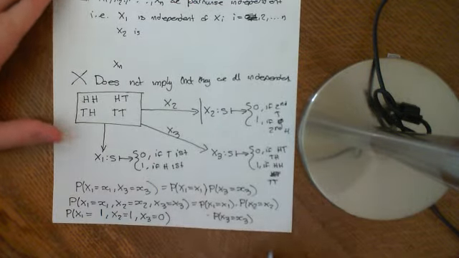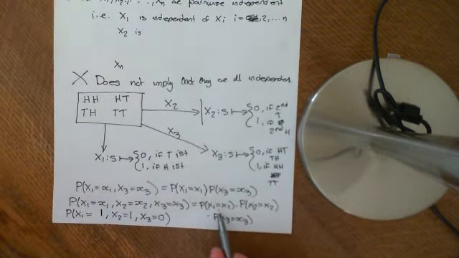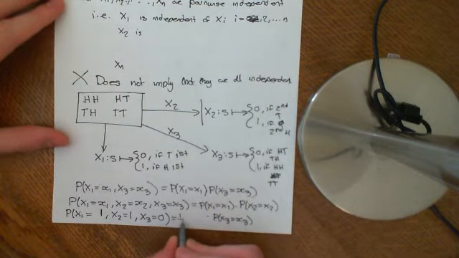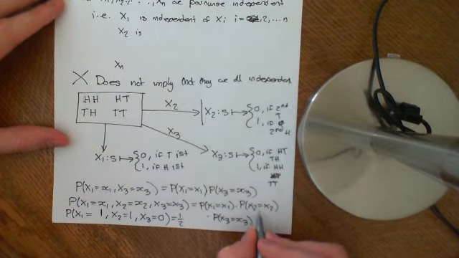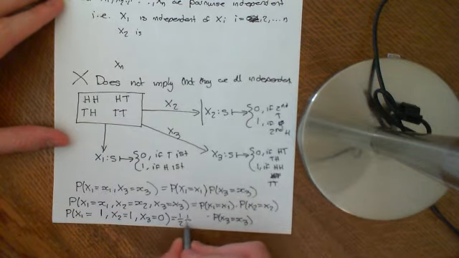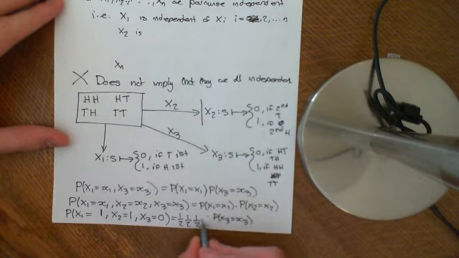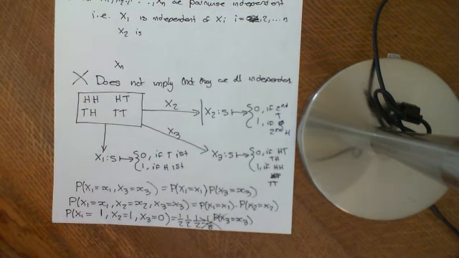But this formula, if this formula was true, it would tell us that it was the probability that x1 was equal to 1, which is a half, times the probability that x2 is equal to 1, which is again a half, times the probability that x3 is equal to 0, which is again a half. So it would be telling us that this was an eighth, which is absolute nonsense, because this cannot happen. It's utter nonsense.